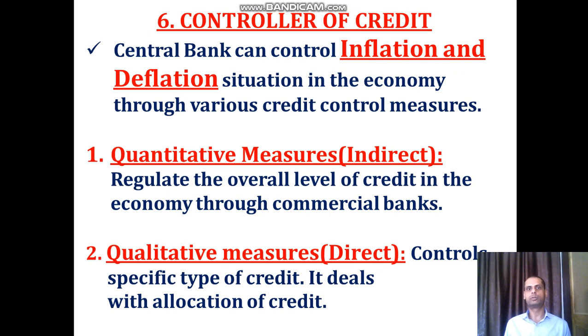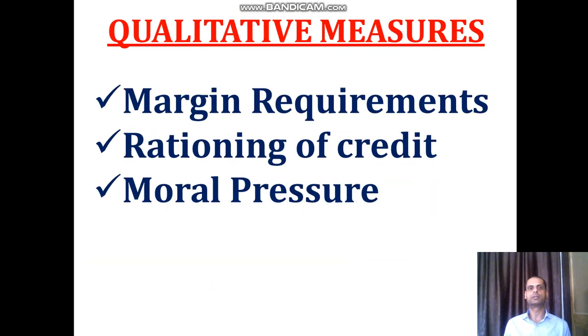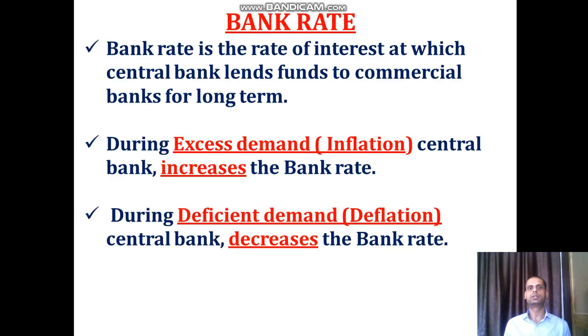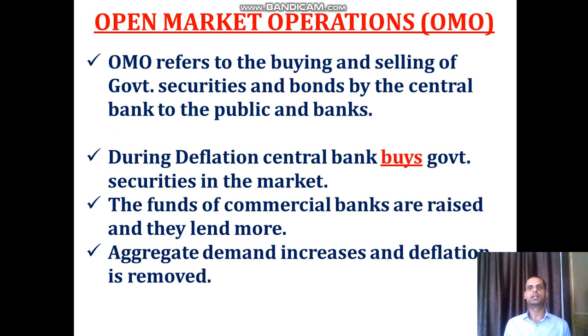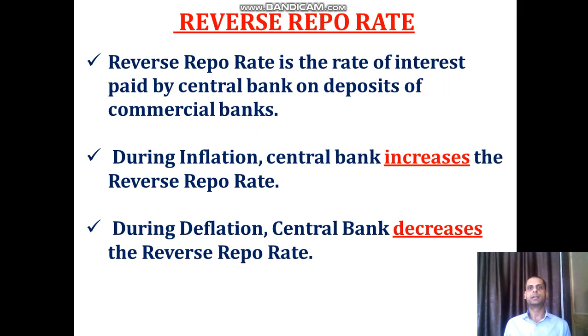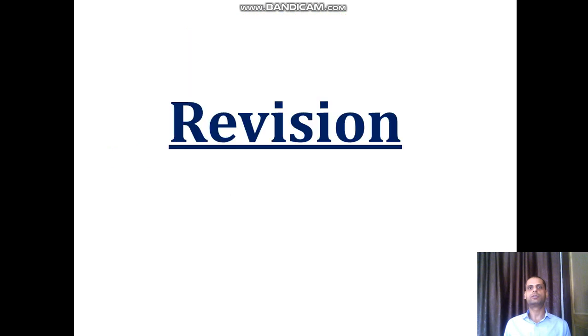There are 2 credit control measures, quantitative measure and qualitative measure, to control inflation and deflation. And these are the quantitative measures we have done so far: bank rate, open market operations, cash reserve ratio, statutory liquidity ratio, repo rate, reverse repo rate. We have done qualitative measures, that is margin requirement, rationing of credit, and moral pressure. This slide is for the bank rate, then CRR, SLR, open market operations, repo rate, reverse repo rate, margin requirement, rationing of credit, moral pressure.